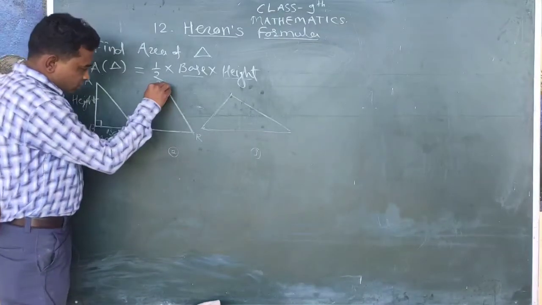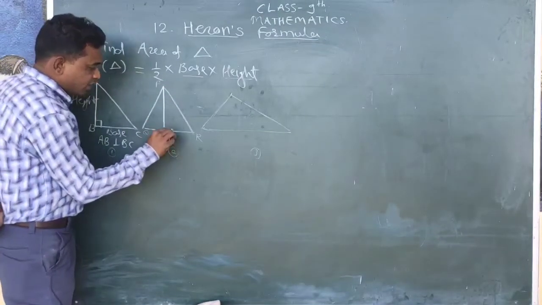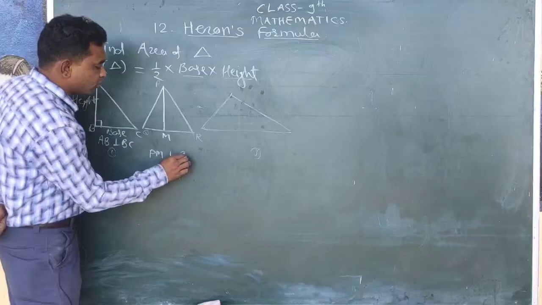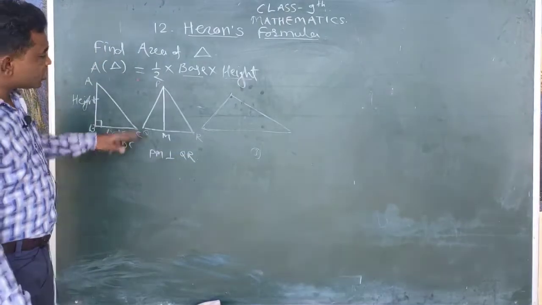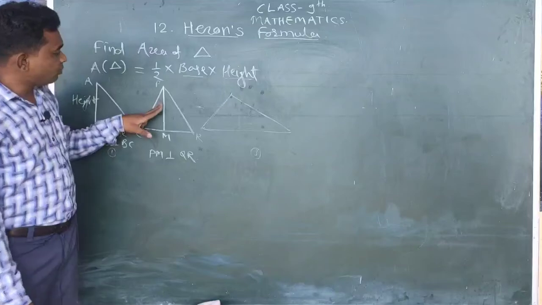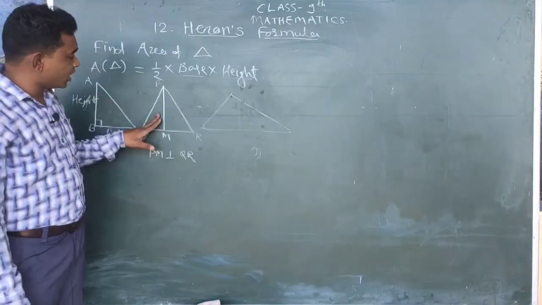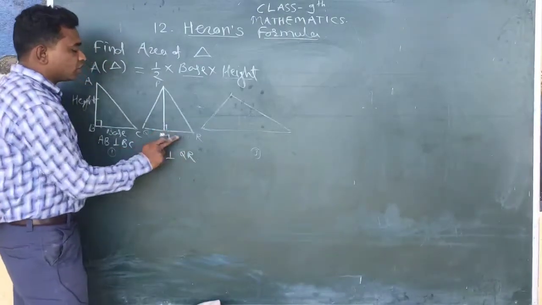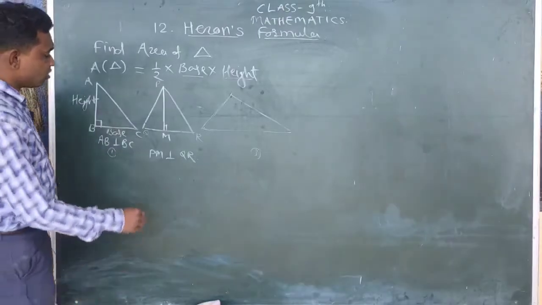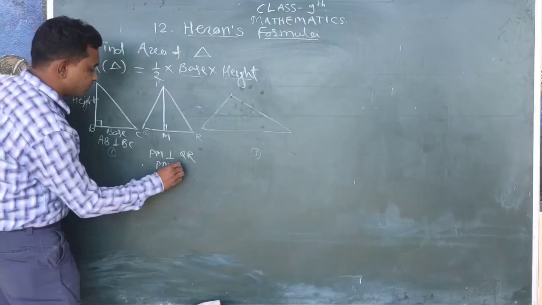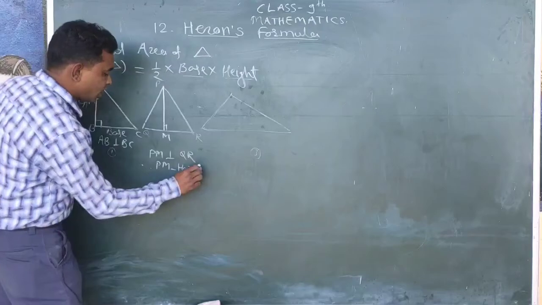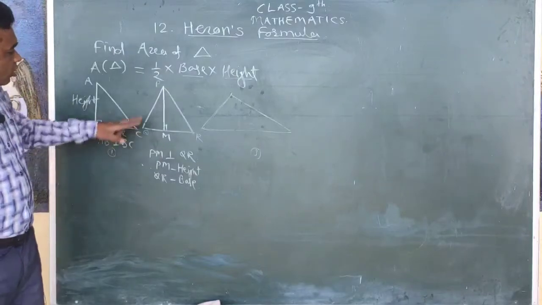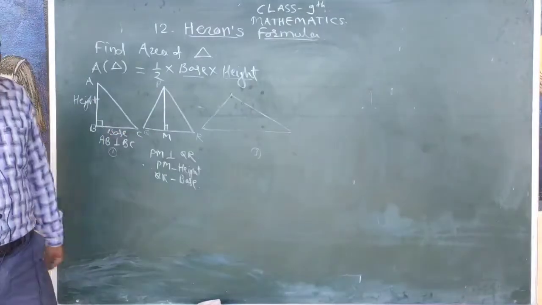So we simply draw a perpendicular named PM on the side QR. Now this triangle PQR has the height PM. PM is perpendicular on which side? Side QR. Therefore QR is the base. So PM is the height and side QR is the base for this equilateral triangle PQR.